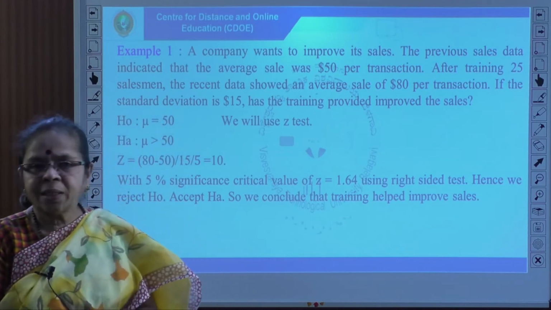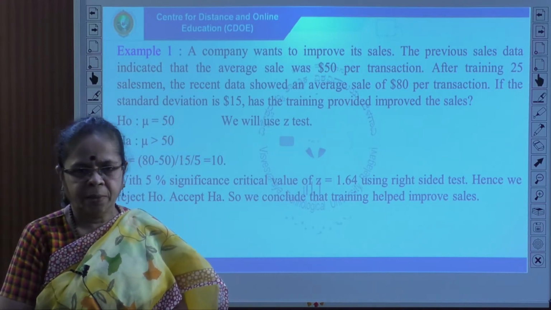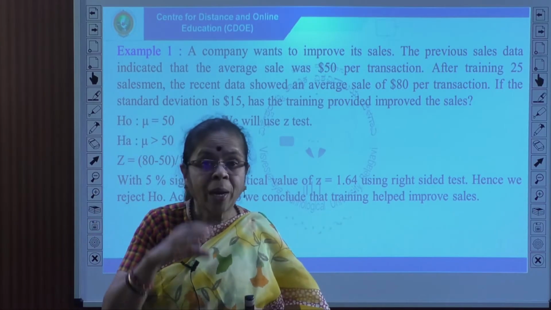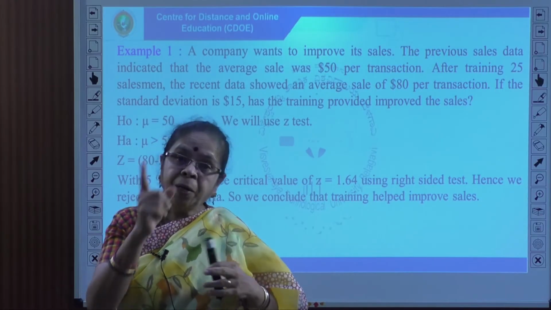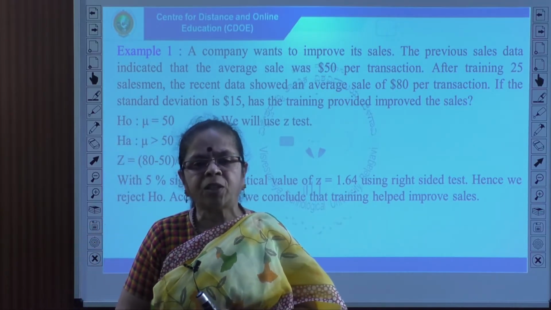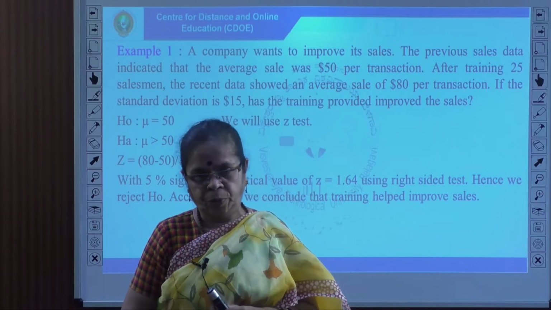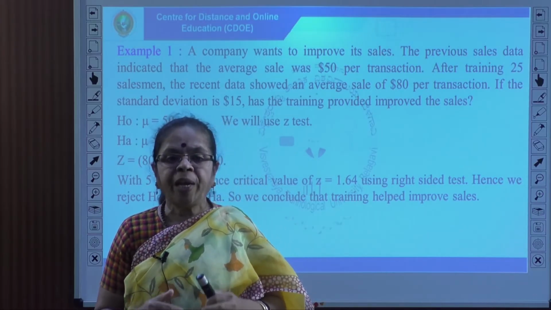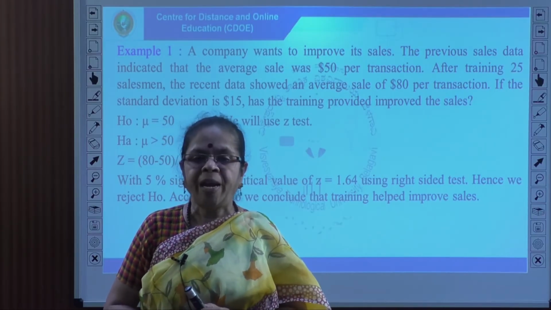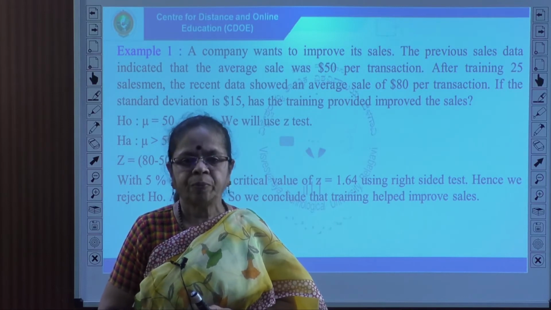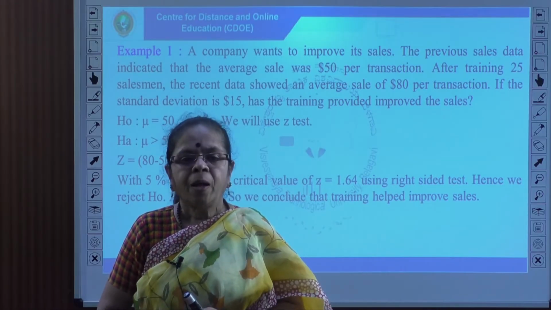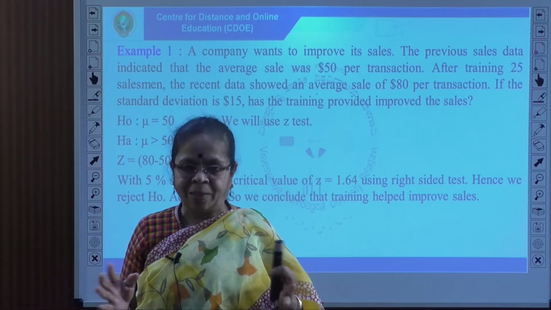Now, let us take up different examples for this t-test. A company wants to improve its sales. Look at the problem here and compare it with what we did for the z-test. The previous sales data indicated that the average sale was $50 per transaction. After training 25 salesmen, the recent data showed an average sale of $80 per transaction. If the standard deviation is $15, has the training improved sales?